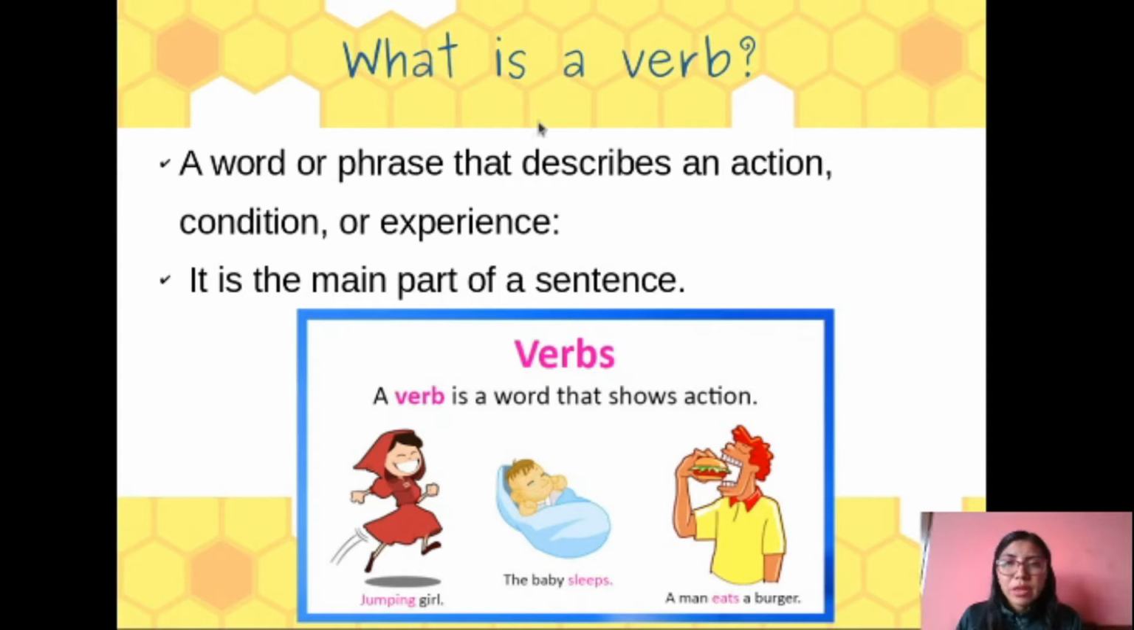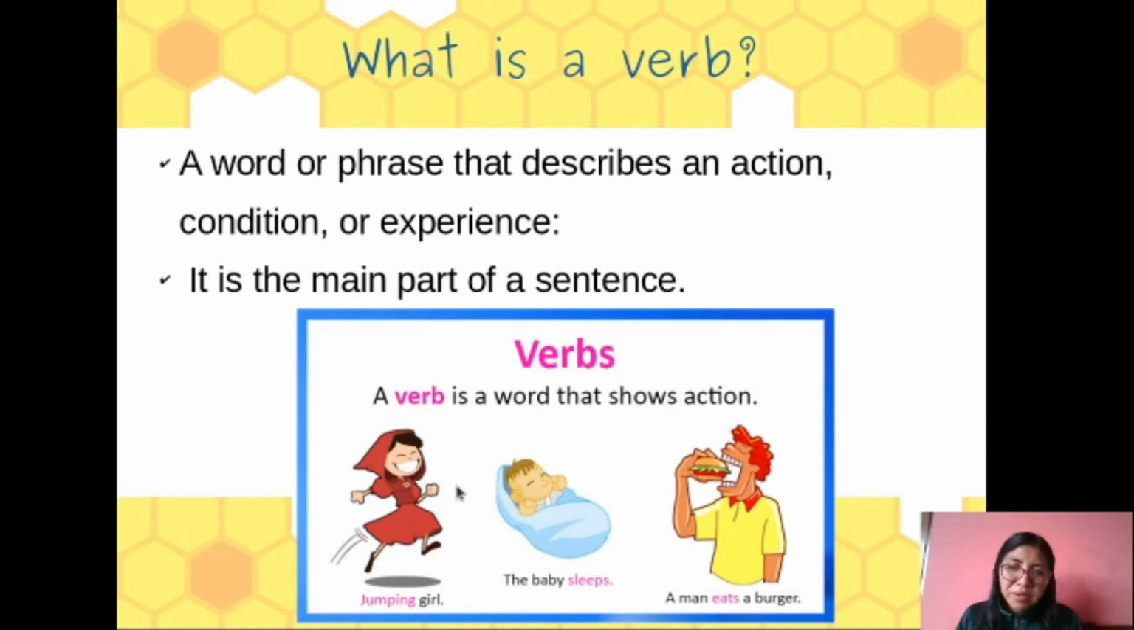At the first part, what is a verb? A word or phrase that describes an action, condition, or experience, okay? It is the main part of a sentence, okay? So remember, we are going to use a verb in order to show the action, okay? The condition or experience. It is the main part of a sentence. Es el punto principal de una oración. A verb is a word that shows action, okay? That is what I said before.